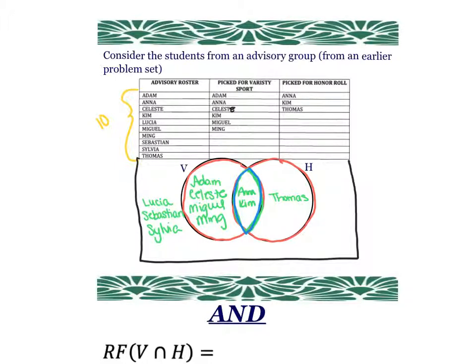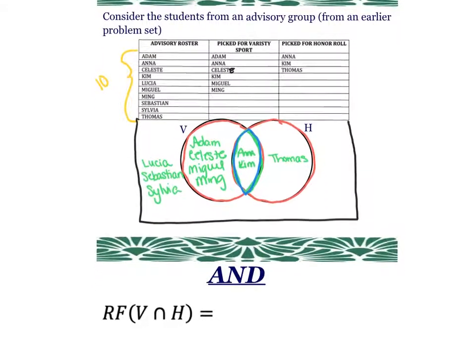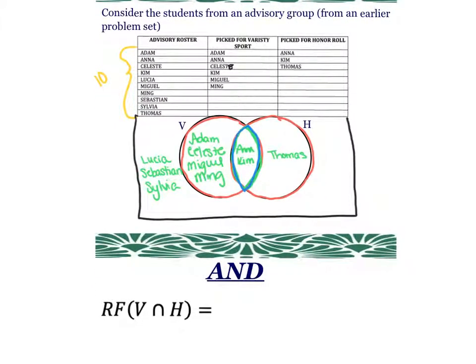And then Lucia, Sebastian, and Sylvia are in the advisory group. However, they are not picked for a varsity sport or for honor roll. So that's why they are here in the larger rectangle area. So what I want to do is calculate the relative frequency that someone is on a varsity sport and they're on the honor roll.